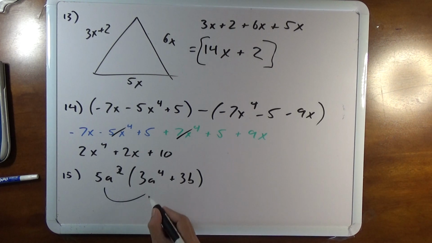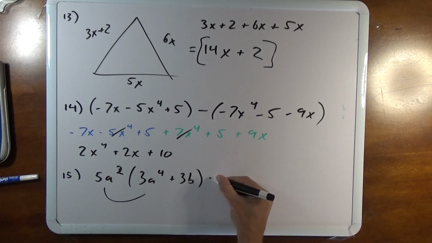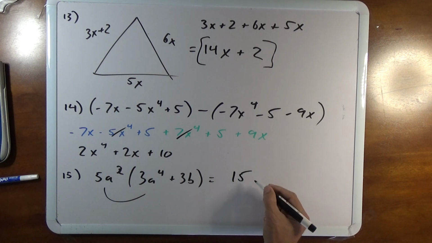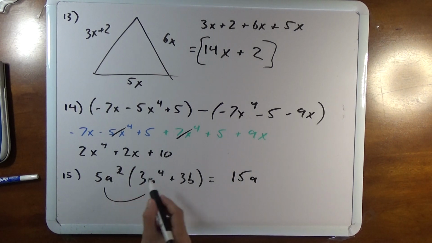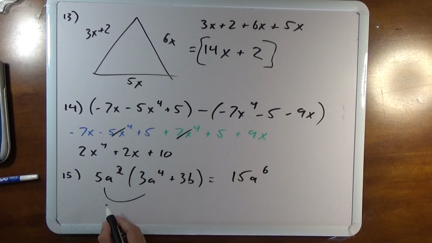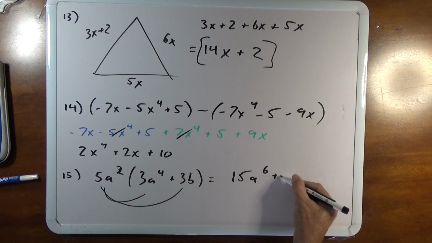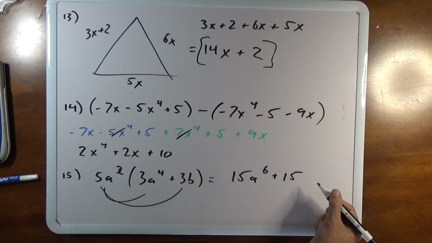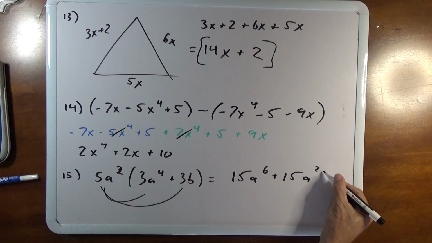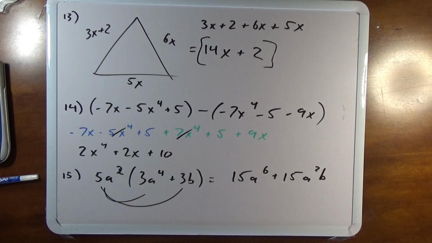Okay, so 5a squared times 3a to the fourth is equal to 15a to the 2 plus 4, or 6. And 5a squared times 3b is positive 15a squared b. Look at that real quick. 15a to the 6 plus 15a squared b. Okay. Moving right along.